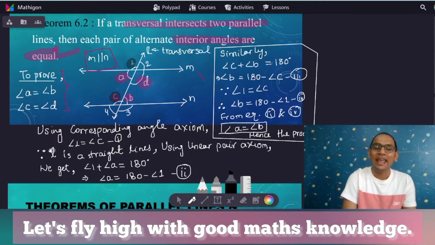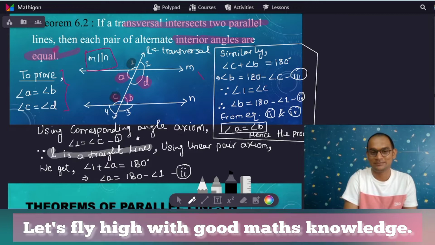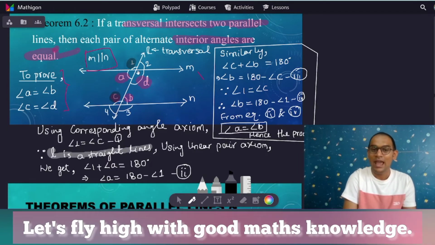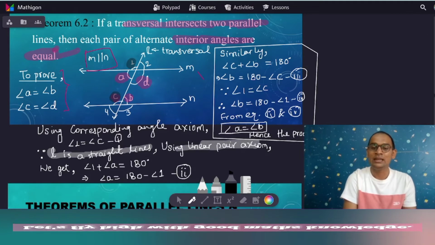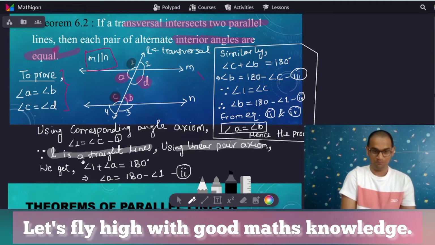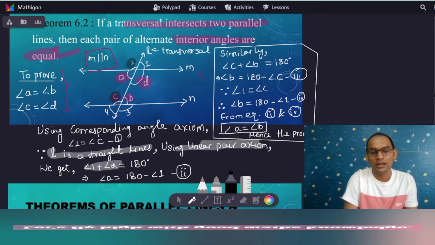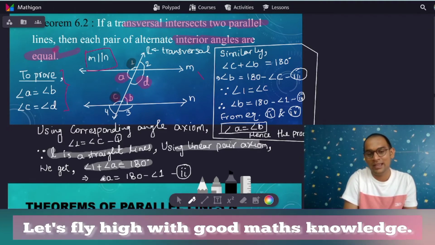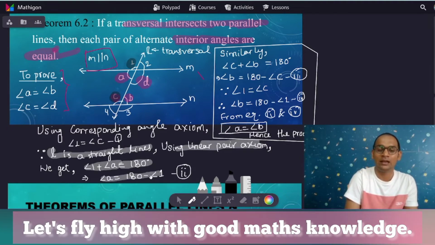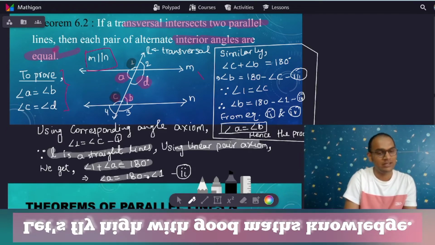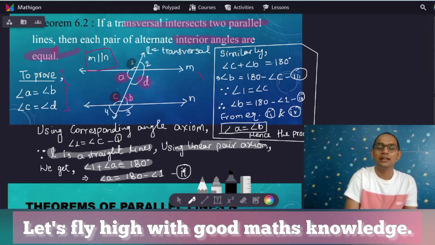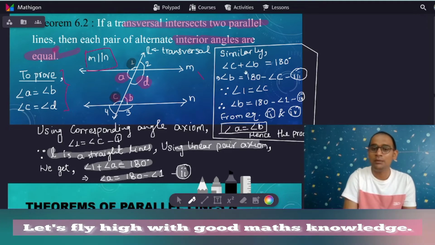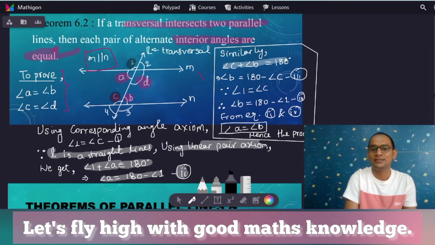Now, since L is a straight line, and it is also a transversal of M and N, using the linear pair axiom, what do we get? Angle 1 plus angle A equals 180 degrees. If I write, angle A becomes 180 minus angle 1. I hope that makes sense. Let's take that as equation number 2. Similarly, what will we be getting? Angle C plus B.